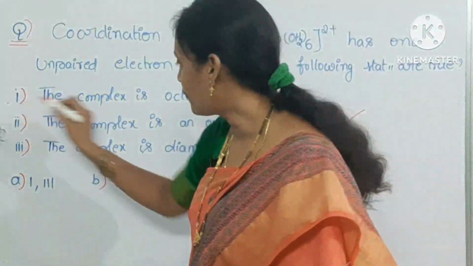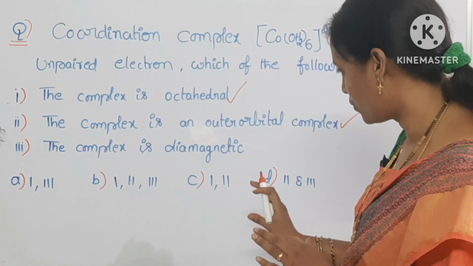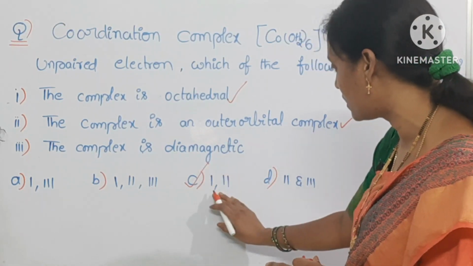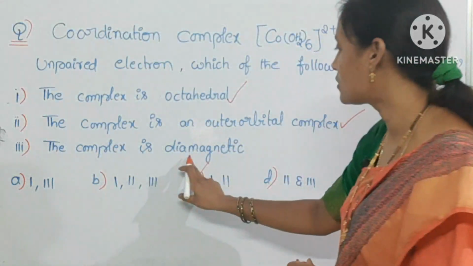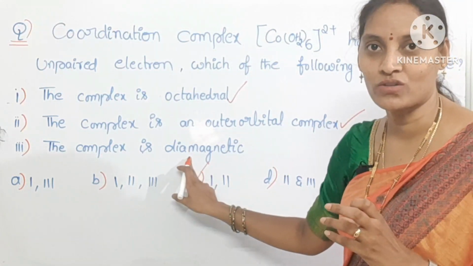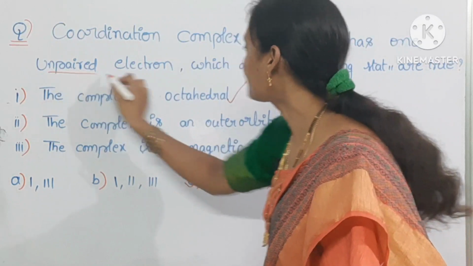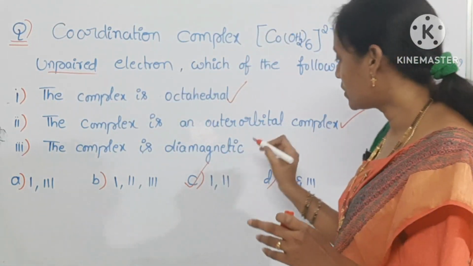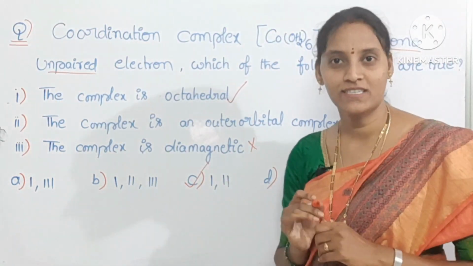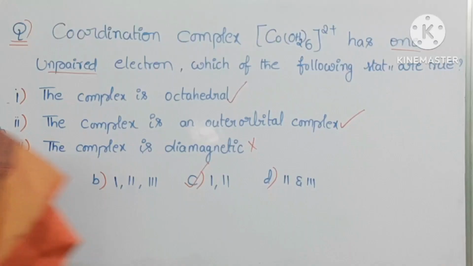So first, second, which one do you have? So yes, option C is the right one. This complex is not diamagnetic. Why is it not? It has one unpaired electron, already given in the question. So that is wrong. Option C is the right answer.